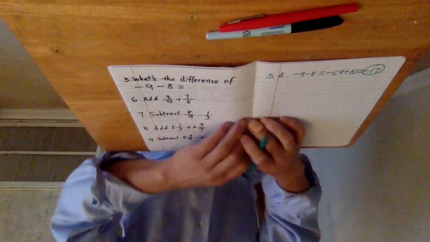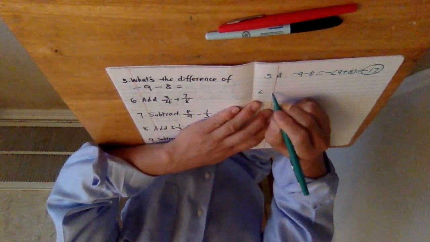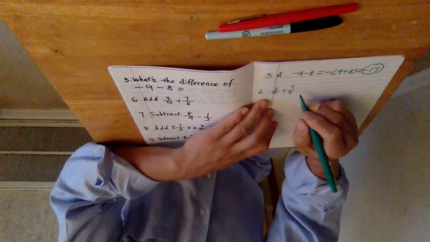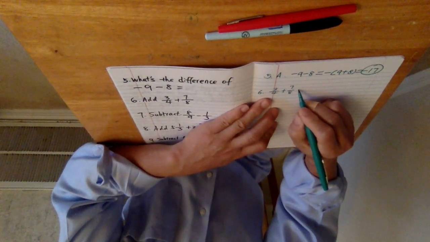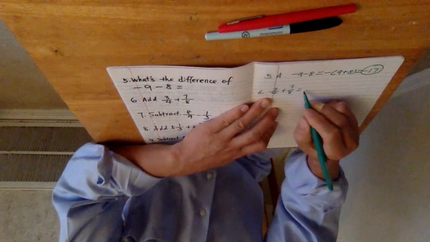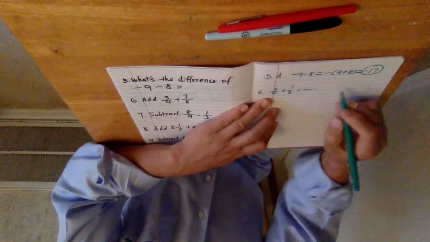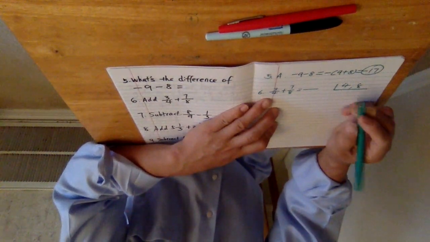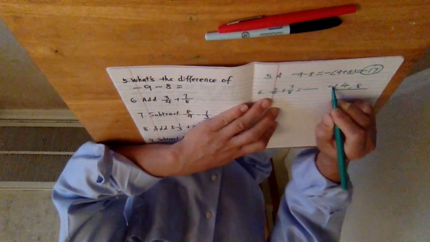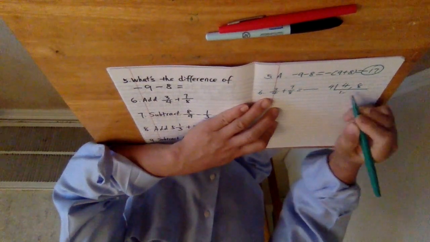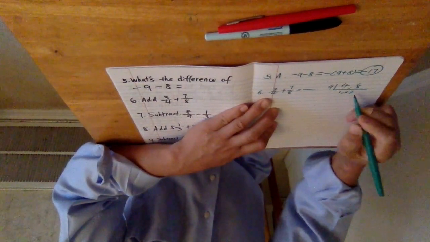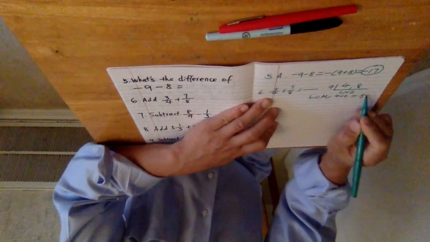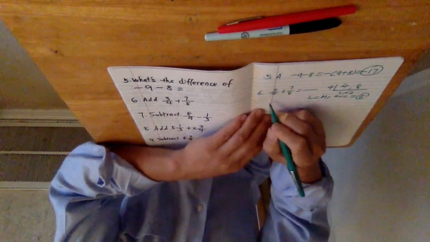Number 6, add 3/4 plus 7/8. As we said in my video, when you have an addition problem of fractions, you have to change them into the same denominator. So let's see here, 4 and 8. Use the inverse operation of division. 4 goes into 8 twice. 4 times 1 is 4, 4 times 2 is 8. So the least common multiple is 8. So we're going to use 8.